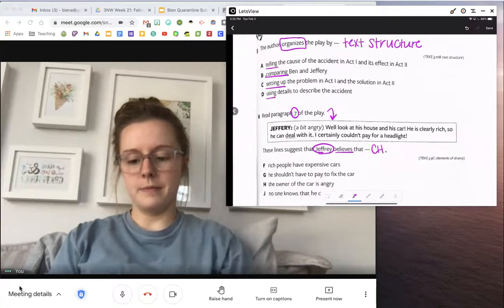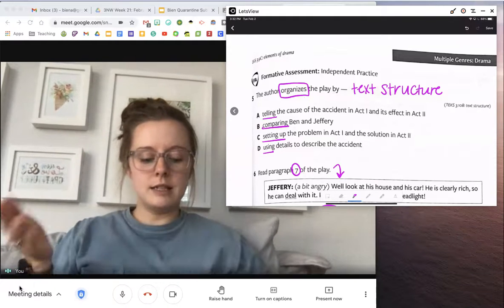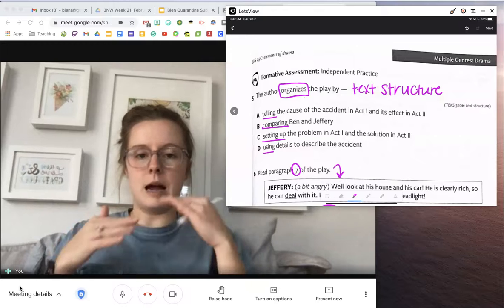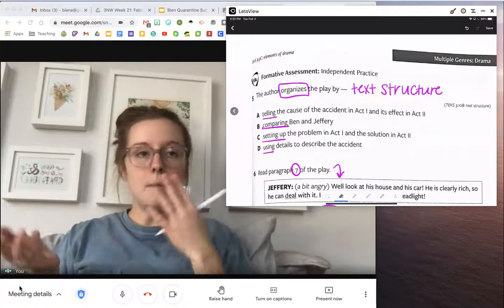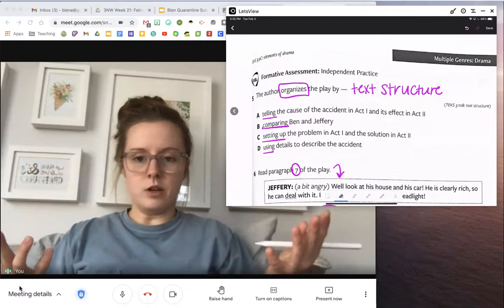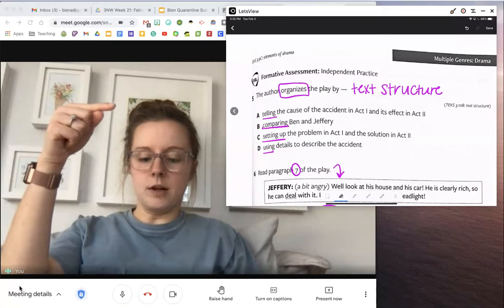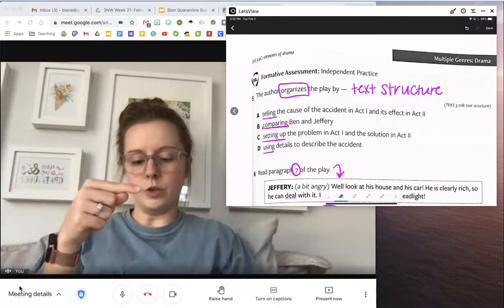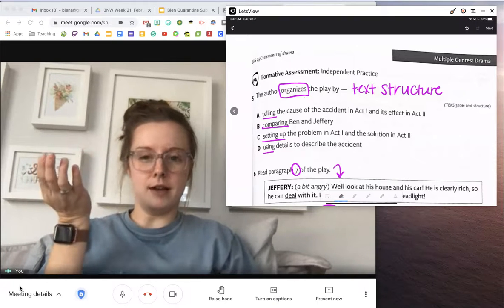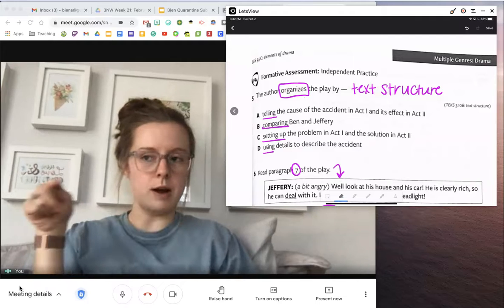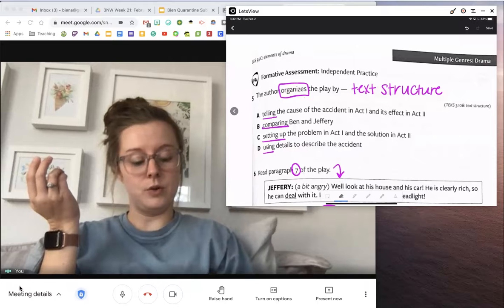Okay, number 5. The author organizes the play by, this is the one where I said, how does he set up the play? Does he set up the play by telling me things that happened in order? Does he tell me a problem and how to fix it? Does he compare things? What's the deal here? How's it set up? Does he tell me the cause of the accident in Act 1 and its effect in Act 2? What was the effect of the accident? What happened because he crashed his bike? The headlight was broken. Well, he told you that in Act 1. So that's not going to work.